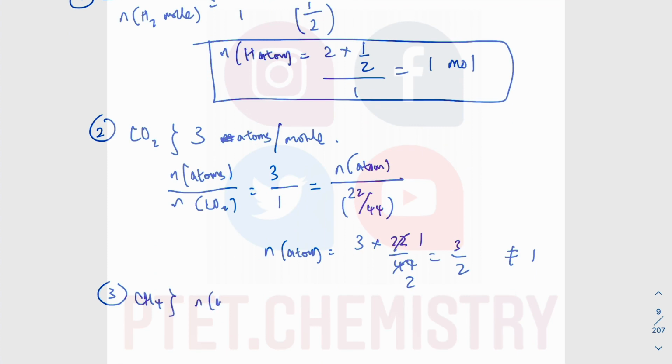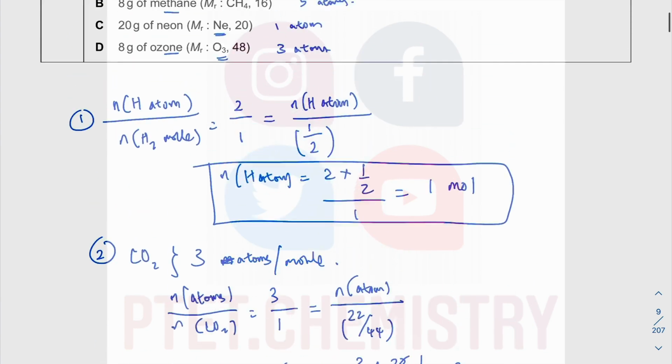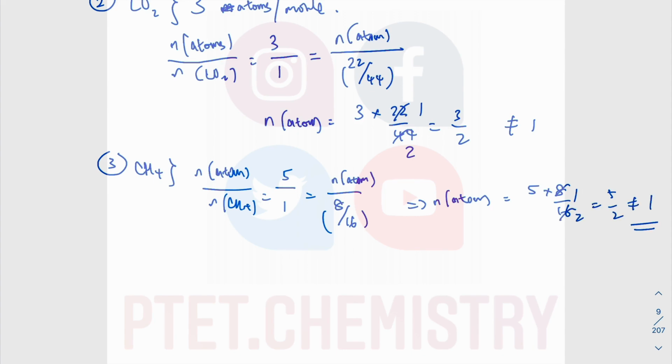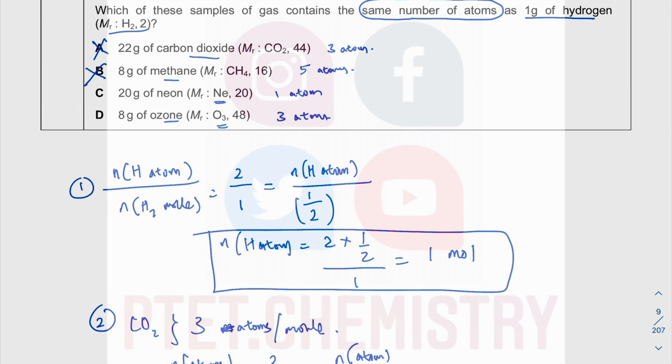So the mole of atoms in CH4. One CH4 has 5 atoms, 1 carbon and 4 hydrogen. What was the mass just now? 8 over 16. I can tell you straight away it's not going to give you 1, because 8 over 16 is a half, times 5. I can work it out for you, but you should be able to see at this point that it will give you 5 over 2, which is 2.5. It's not 1. So CH4 is not the correct one again.